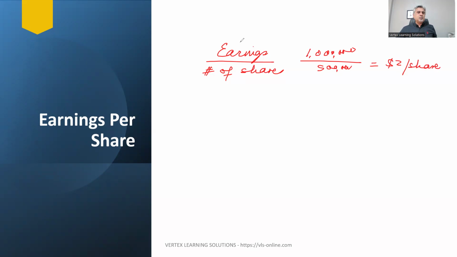The first thing is, what do we mean by earnings? Earnings mean those profits which are attributable or available to be distributed to the ordinary shareholders, which means that you have already paid all of your expenses. You have paid your interest, you have paid your preference dividend as well. Whatever is left, that is called earnings available to ordinary shareholders. And you divide it by the number of shares.